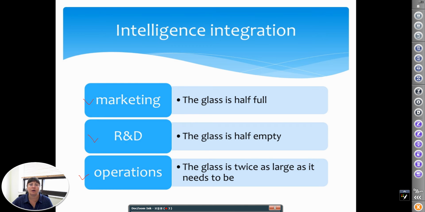And usually, how can we find this intelligence integration? The first, for example, the glass is half full, the glass is half empty. It can be some kind of gap between this intelligence, but we have to find this solution and try to answer this question, and try to provide the relevant information through the operations. So we need that kind of information which is acceptable for our task, for our strategy, that's all.